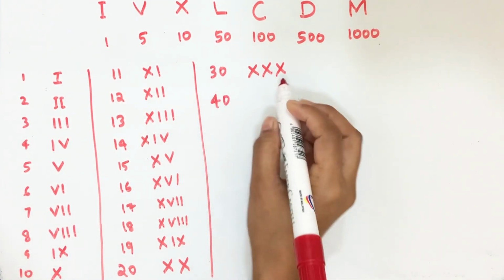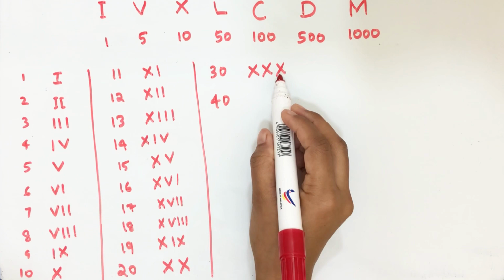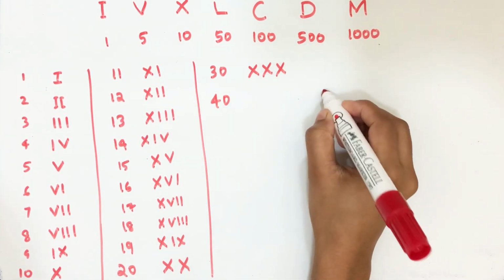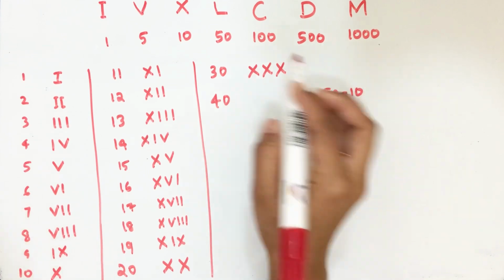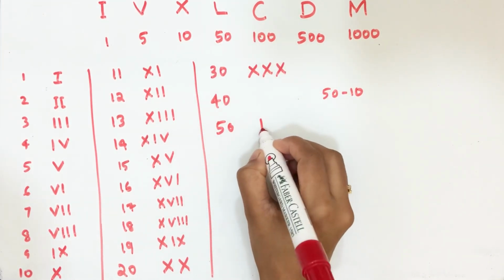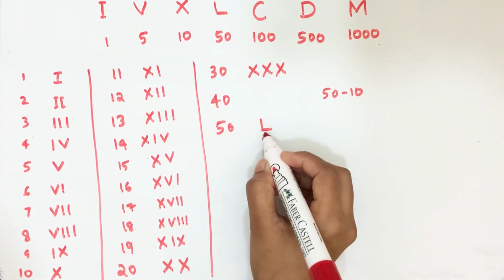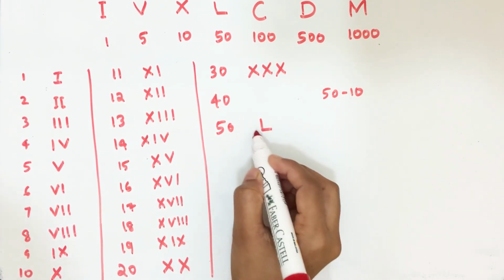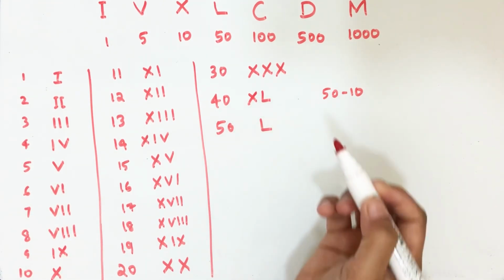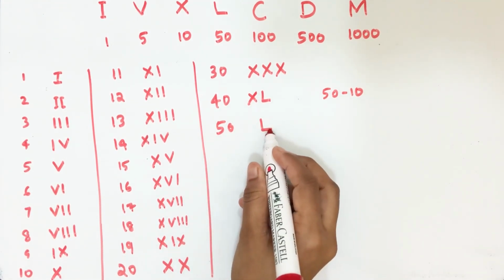40 is, we cannot repeat 4 times. So we can write 50 minus 10. 40 is 50 minus 10. We already have 50 is equal to L. So 50 minus 10 is to the left 10. That is 10, 50. 50 is L.